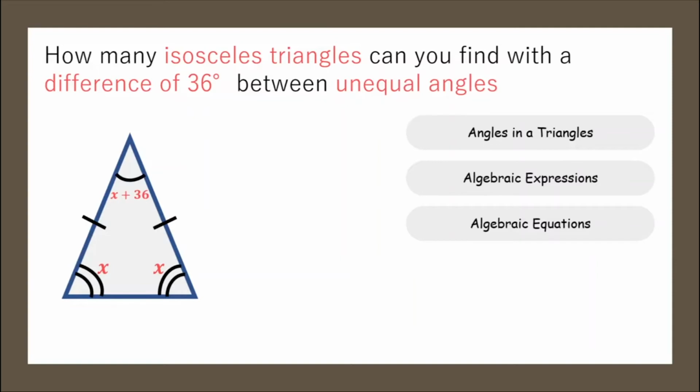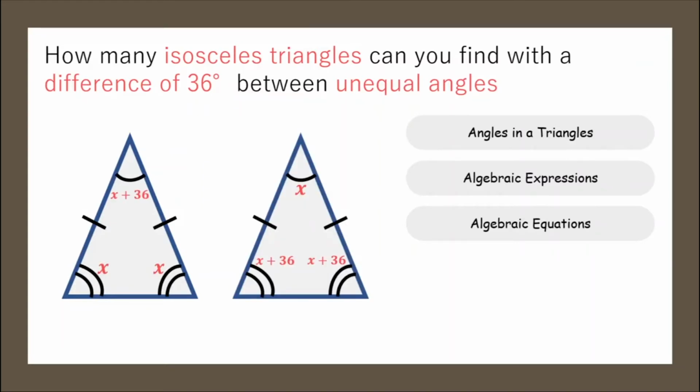How about if those were the larger angles, and I made the top one the smaller of the angles? Well, in this triangle, the top angle is x, and the pair of angles, the equal angles, are x plus 36. They're larger than the solo angle. Okay, so I think these are the two cases. Either the pair are larger in size, or the solo angle is larger in size.